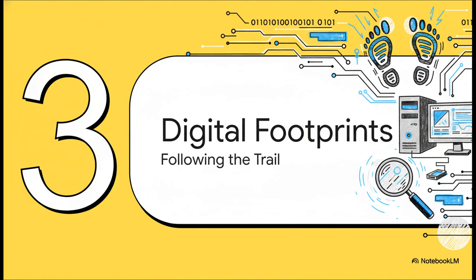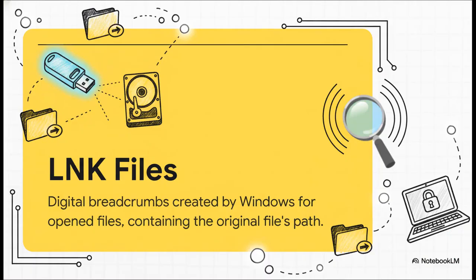Okay, so we've proven the USB device was there. That's a huge first step, but really it's just the beginning. Now we have to figure out what it did. It's time to follow its digital footprints through the system. One of the most valuable footprints you can find is something called an LNK file. Just think of these as digital breadcrumbs. Windows automatically creates one for almost any file or program you open.